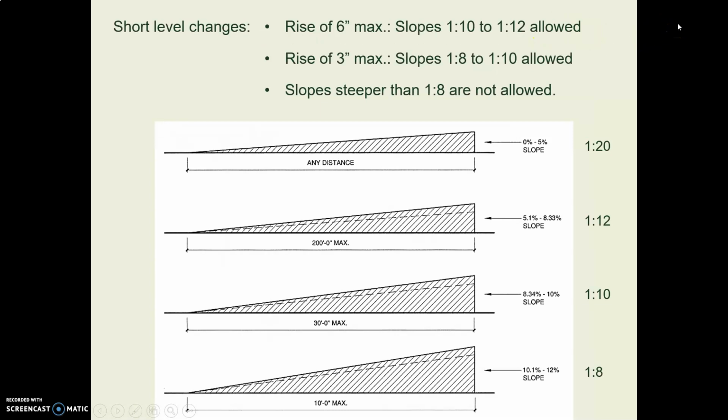There are some exceptions that are allowed to the steepness. Well, they're not exceptions. They're just limitations. If you have a ramp that rises no more than 6 inches altogether, you can have a steeper slope from 1 in 10 to 1 in 12. If it rises no more than 3 inches altogether, you can have a steeper slope 1 in 8 to 1 in 10. And slopes steeper than 1 to 8 are not allowed, period.